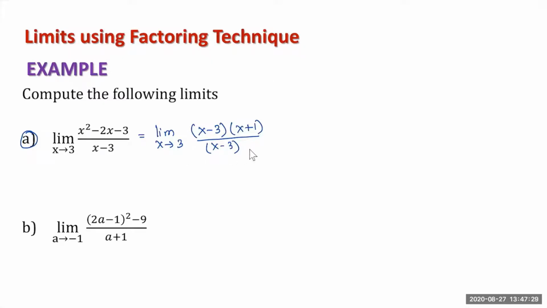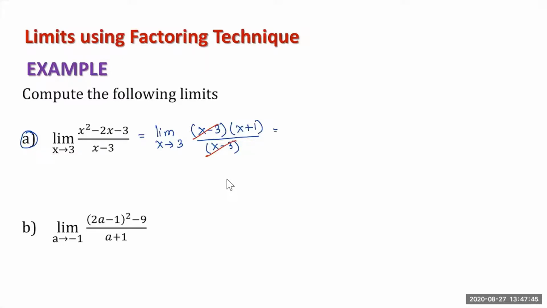So when you go to this step here, you can see you have x minus 3 in the denominator and x minus 3 in the numerator. So now you can cancel those. The factor which was there in the denominator gets canceled. So now direct substitution will work.